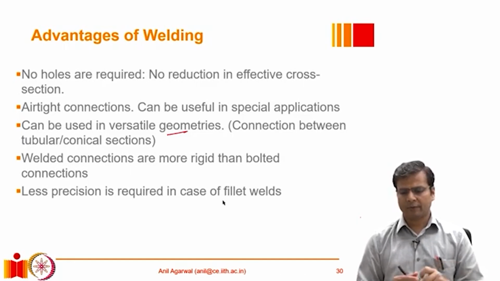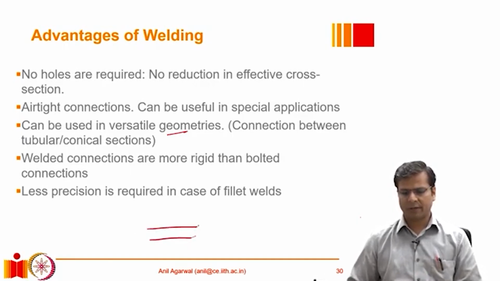Also, if we opt for a fillet weld, then the level of precision required in fabrication is relatively low. So for example, if we want to do a lap joint like this, and we are planning to do a fillet weld between these two plates, and because of some lack of precision, our plates were supposed to meet here, but they don't meet here. This plate actually ends up only being here.